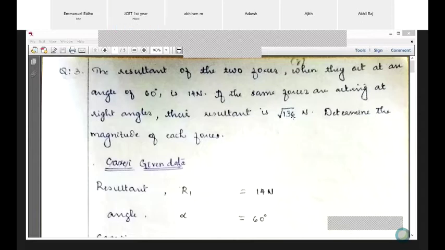Here, first you can write the given data. What are the data given? The first one: when two forces are acting at an angle of 60 degrees, the resultant is 14 Newton. Next, if the same forces, same P and Q, act at an angle of 90 degrees, their resultant is square root of 136 Newton. Then determine the magnitude of each.